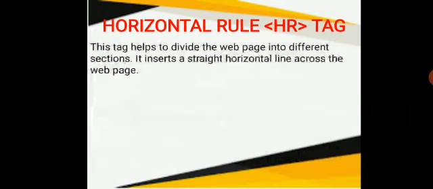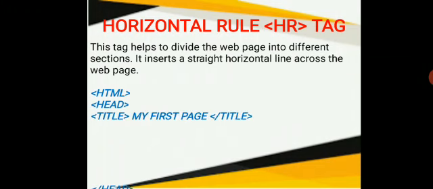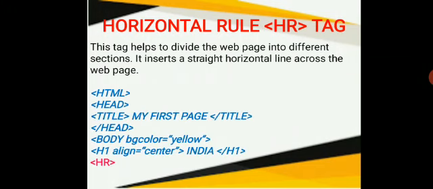Horizontal rule, that is the HR tag. This tag is used to divide the web page into different sections. It inserts a straight horizontal line across the web page. In the code, what I have mentioned inside the body tag is H1 align center India, that means I want India as the largest heading which is center aligned, and below it I have mentioned HR tag, so I want to draw a line across the page. Let's see the output. See, a horizontal line is drawn across the web page.